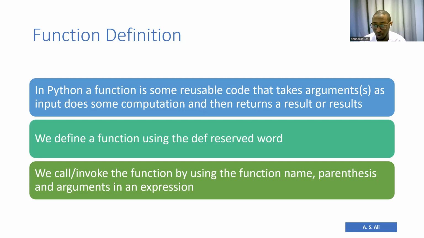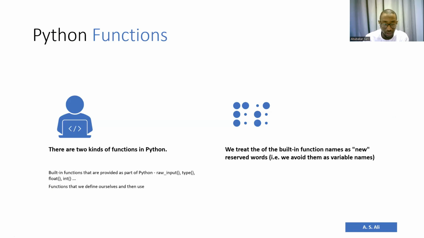So what do we do? How do we create it? First of all, when you are defining a function in Python, you have to use the def reserved word, def, and you will see that in a short while. And we will call or invoke the function using the name. So we will provide a name for the function, and you will see parentheses. Inside these parentheses, we have some things we call arguments in an expression, and you will also see this in action.